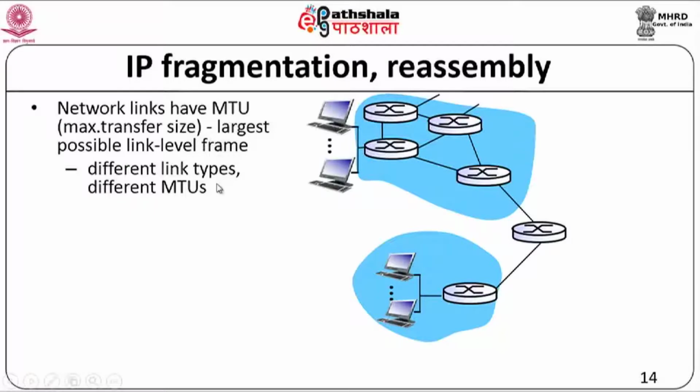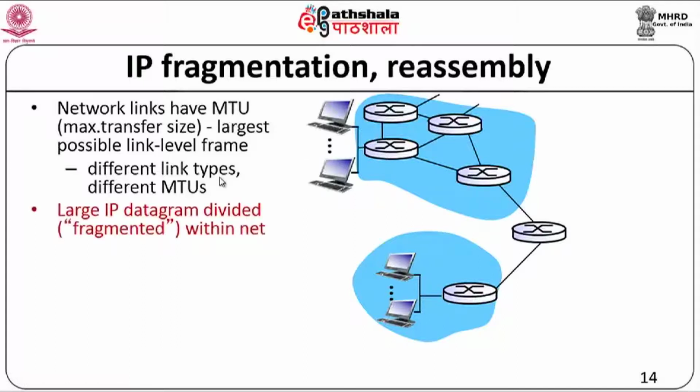Now, different link types will have different MTUs. Ethernet can carry 1500 bytes, FDDI can carry 4500 bytes and so on. So, different links will have different capacities. If I am sending a large packet on a particular link, and it has to go through a router to another link which can carry only a smaller sized packet, then you will have to break that down into smaller packets.